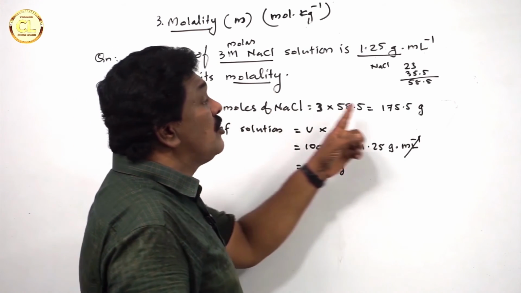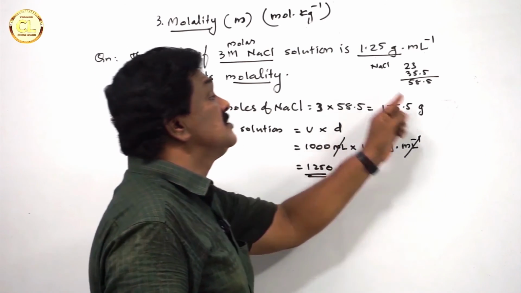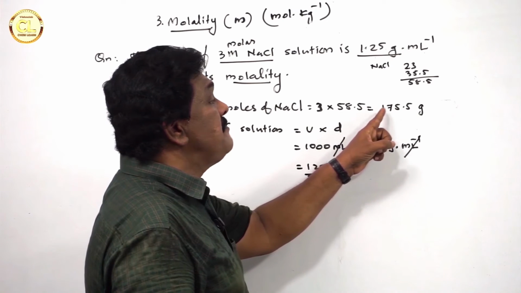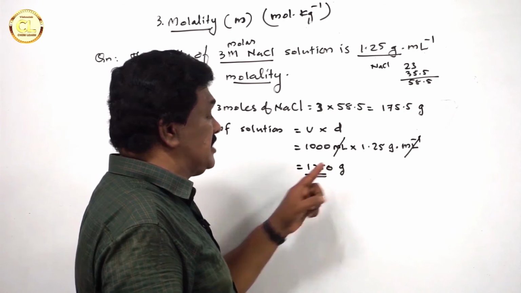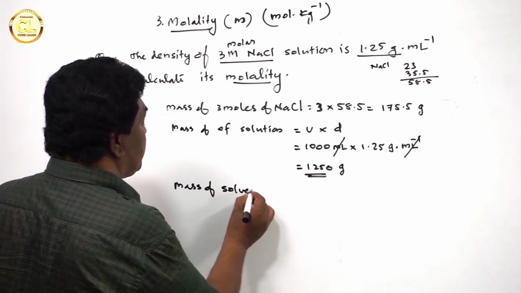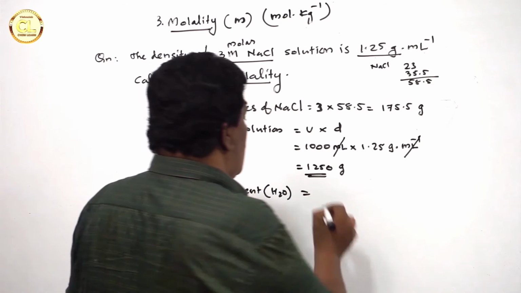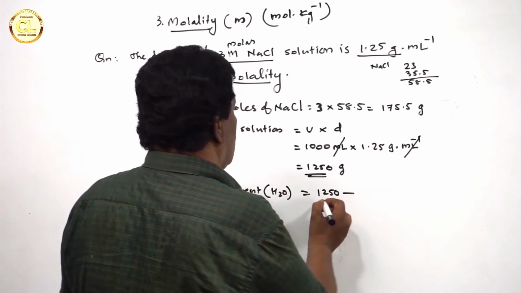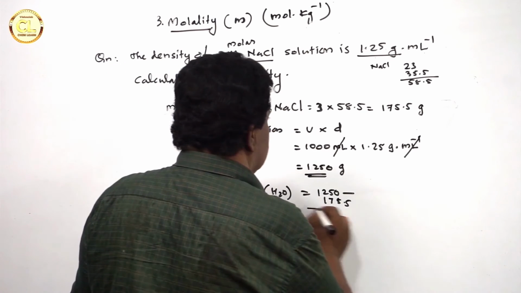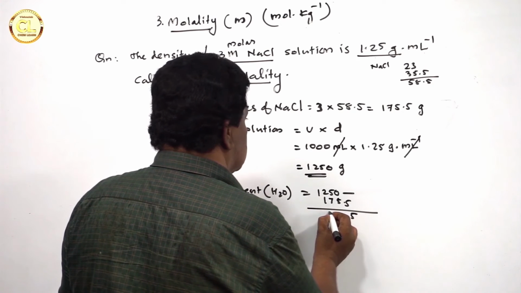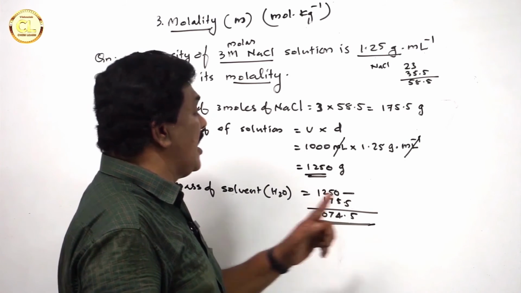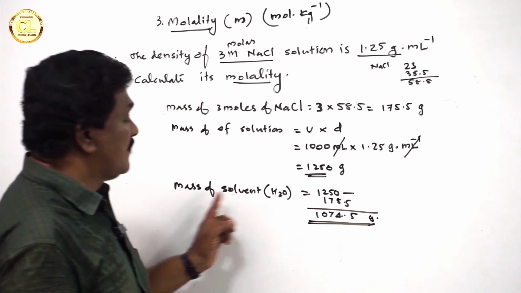And the mass of 3 moles of sodium chloride solute is 175.5. This is the mass of the solute. This is the mass of the solution. So if we subtract 175.5 from 1250, we will get the mass of the solvent. Mass of the solvent, water, is equal to 1250 minus 175.5, which is 1074.5 grams. This is the mass of the solvent.